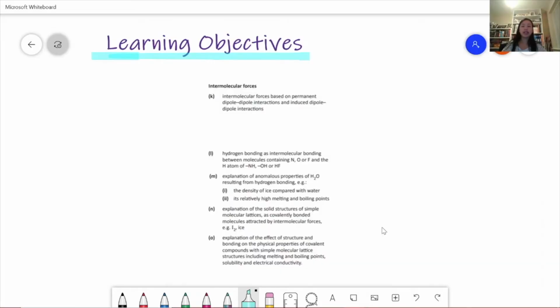Today we're going to be learning about intermolecular forces, and these are the learning objectives. So the first is to learn about intermolecular forces based on permanent dipole-dipole interactions and induced dipole-dipole interactions. And then we're going to look at a bit about hydrogen bonding, and then explaining the properties of water resulting from hydrogen bonding, so the density of ice, and also relatively high melting and boiling points.